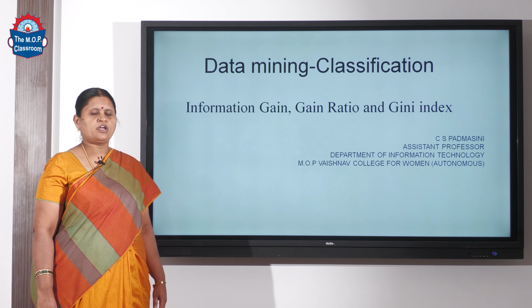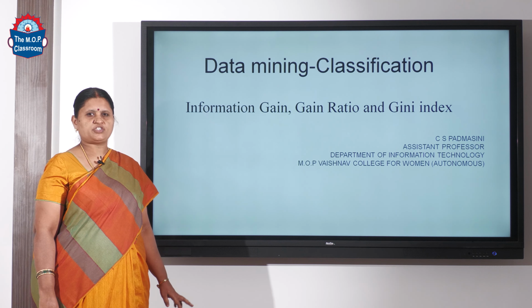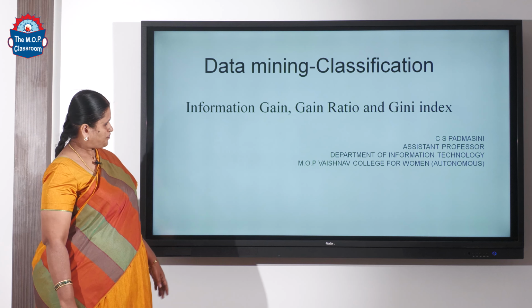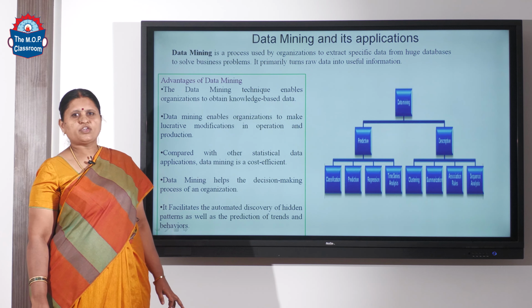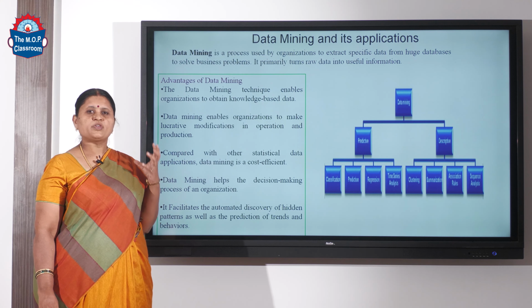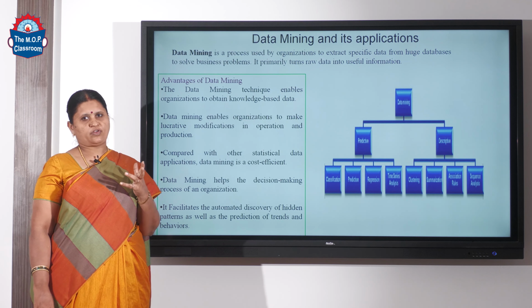Vaishnav College. Today, we are going to see about the types of attribute selection measures in classification technique under data mining. So data mining is a process used by the organization to extract specific data from huge database. It primarily turns raw data into useful information.